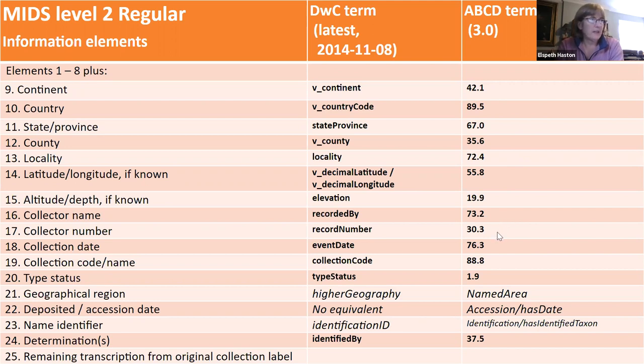When we start looking at the collector name, that's okay, 73%. Looking at collector number, 30%. So some of these are pretty low. One thing to notice is type status. So type status, 1.9%. Essentially, if there's no type status in there, and you can't assume that it's not a type, then it's going to knock off a lot of specimens from MIDS level two.